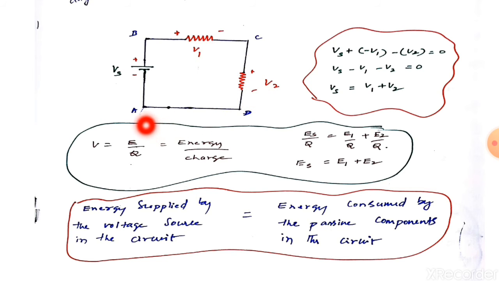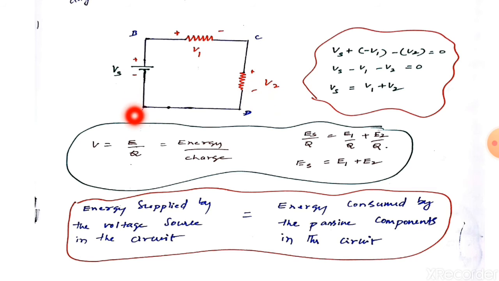Now apply the KVL. Here the total applied voltage is equal to the sum of voltage drops across various branches in a closed loop. That means Vs is equal to V1 plus V2. That means it is in accordance with the law of conservation of energy. Total energy supplied is equal to the total energy consumed by passive elements.